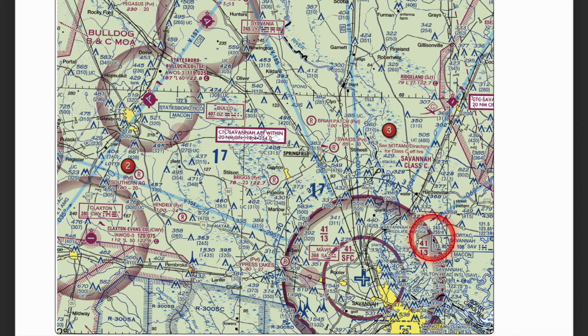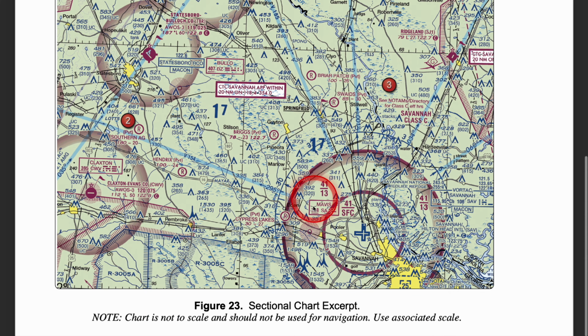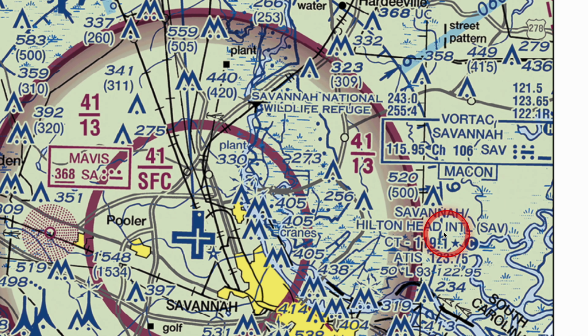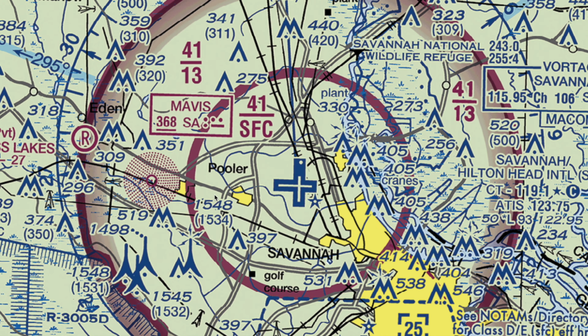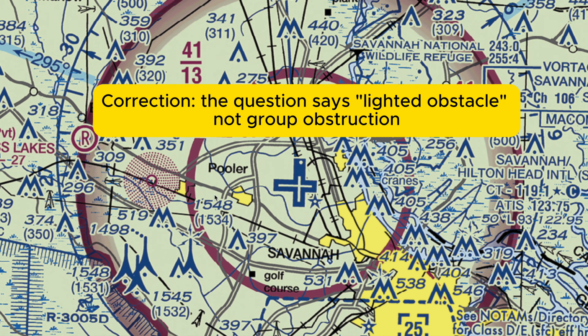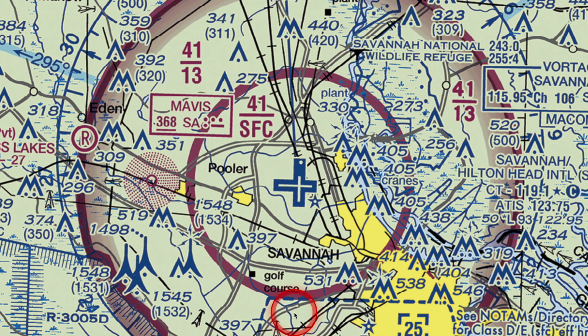And kind of a hard part about this is it's nearly impossible to see the airport information for Savannah, and it's a little bit camouflaged. We see right here it says Savannah Hilton Head International. So the question is asking, what's the height of the group obstruction 6 nautical miles to the southwest of Savannah? So these are always oriented north. So north would be this way, east, south, and west. So we're looking towards the southwest, 6 nautical miles.